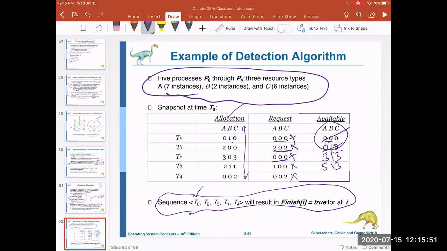So you can go by T0, T2, T3, T1, T4, or we go by T0, T2, then T1, then T3, T4. All the sequences are safe, so no deadlock condition has happened. This lets us know that no deadlock condition has occurred.